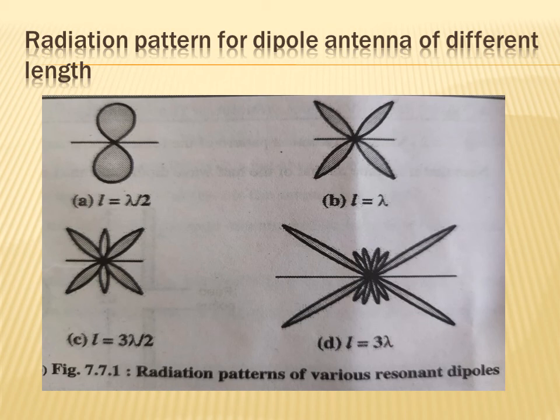Today we have seen two types of antenna. The first is the half dipole antenna and the second is the folded dipole antenna. Both are types of resonant antenna. Why is the first called a half dipole antenna? Because its length is lambda by 2.